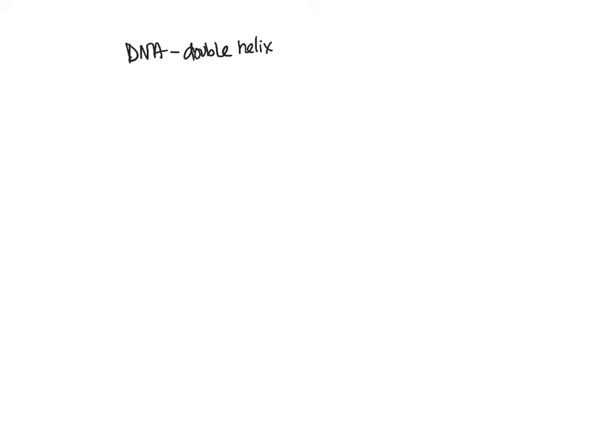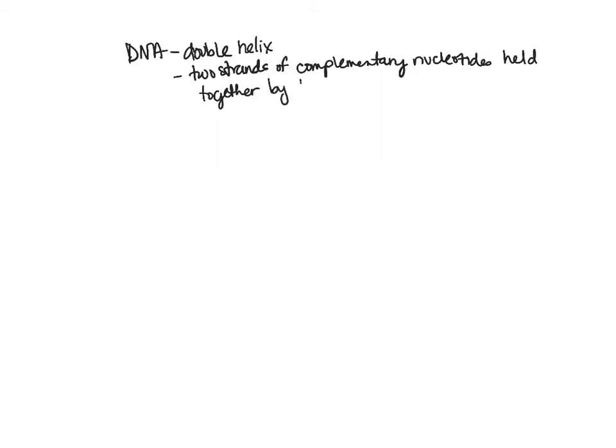And what that means is that we have two strands of complementary nucleotides, and they are held together by hydrogen bonds between the nitrogenous bases. So two strands of complementary nucleotides held together by hydrogen bonds.